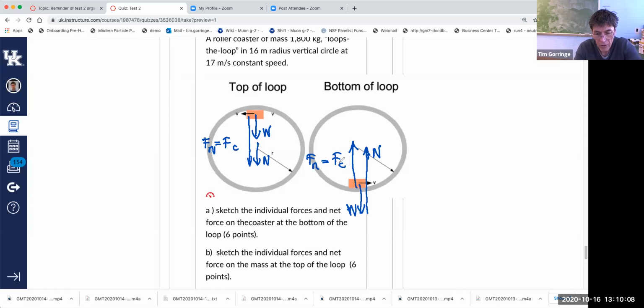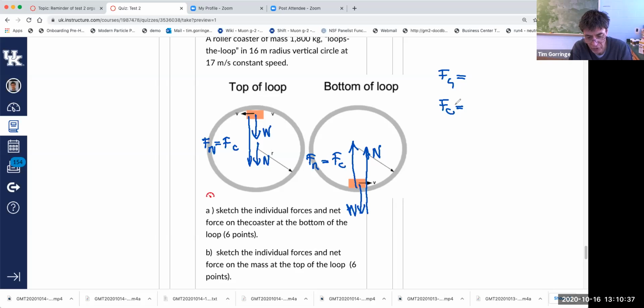Okay, so the question asks us to figure out the normal forces from the track on the roller coaster at the top and the bottom of the loop. The first thing I'm going to do is figure out the force of gravity, because we're going to need that, and also the centripetal force for the circular motion. That's the net force. We're going to need that too.